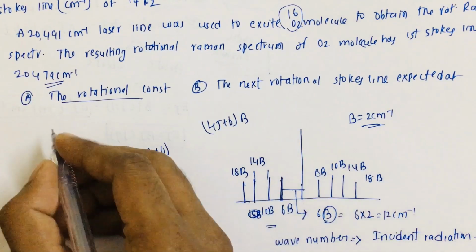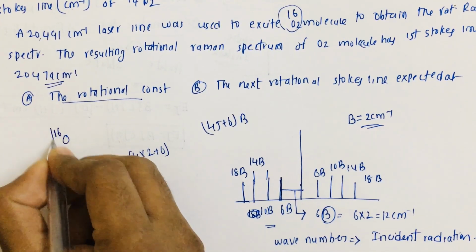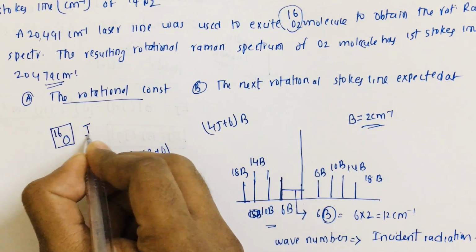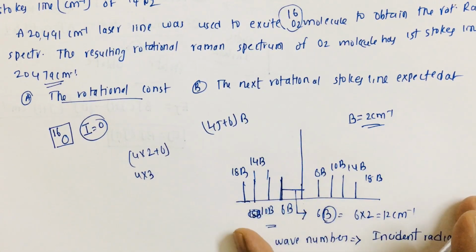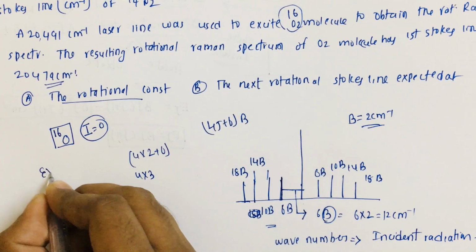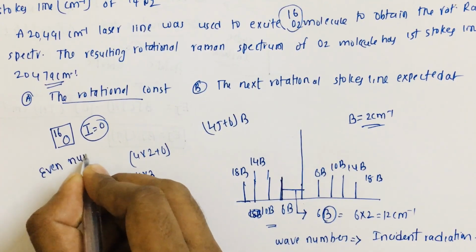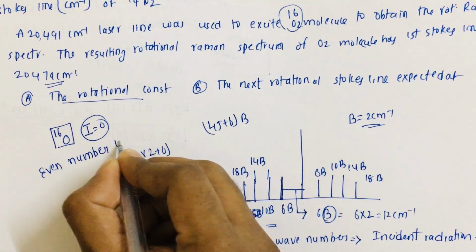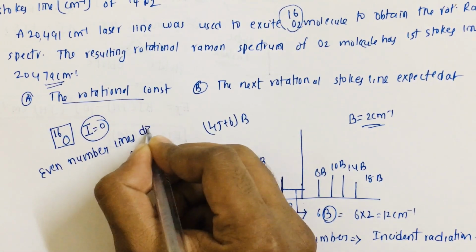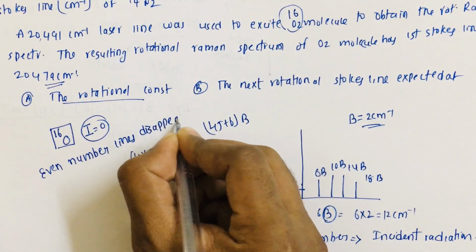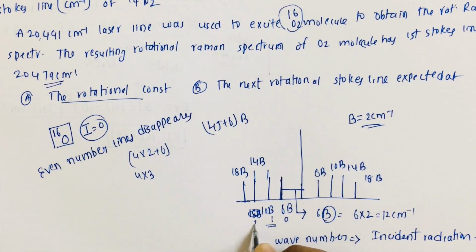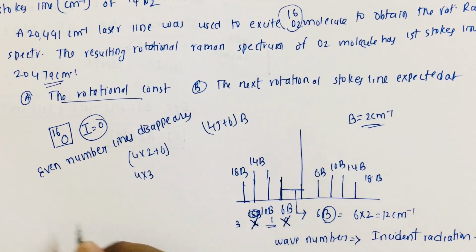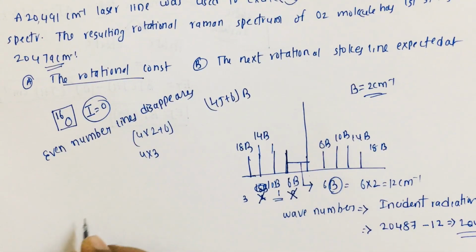So when we have an oxygen 16 isotope, the spin value is equal to 0. When the spin value equals 0 in rotational Raman spectroscopy, all even number lines disappear. So what are the even number lines? This is 0, this is 1, 2, 3. This 0 disappears, this 2 disappears, like that. So the spectrum looks like this.